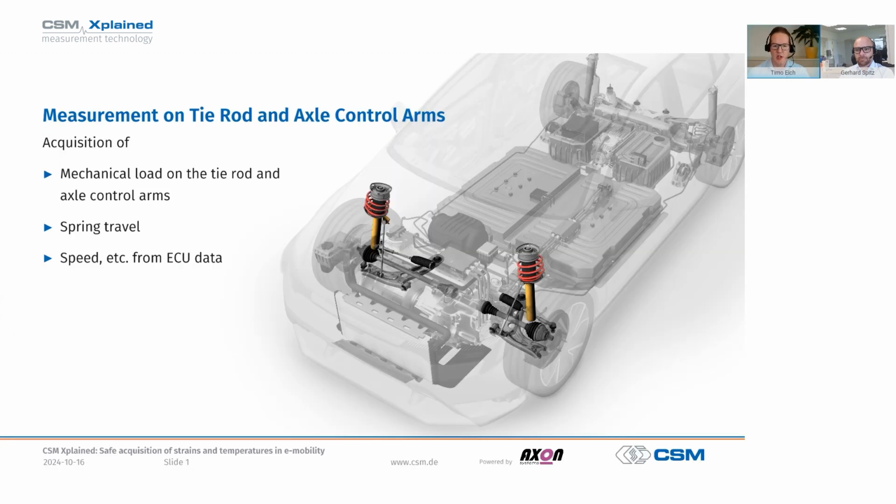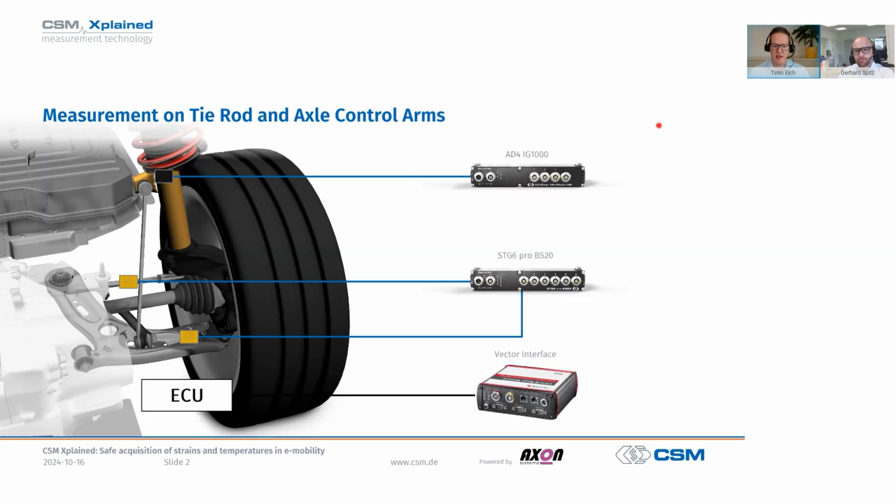If, for example, we take measurements on a tie rod and an axle control arm, then the mechanical load on the respective components should be important test variables. And in addition, the spring travel should then be determined as a secondary variable, as well as further information such as the vehicle speed being read out from a bus system of the vehicle. For the static components, strain gauges are a good option for measuring strains, which can then be measured with a corresponding bridge measurement module. In this case here, an SDG6 Pro BS20 from CSM.